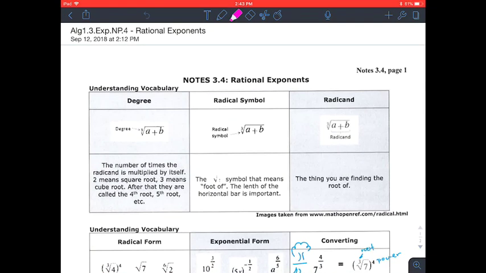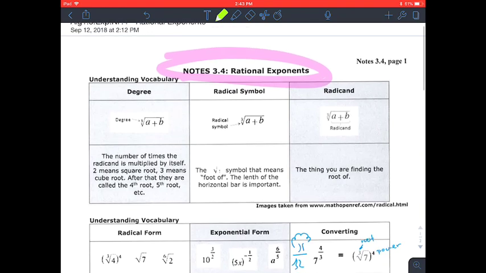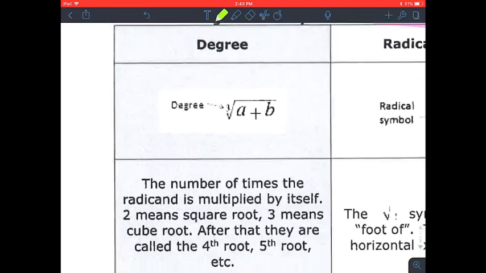All right, we are looking at notes 3-4 today, which is going to be rational exponents. Before we get into the whole meat of everything, we're going to review some vocabulary stuff. So the first one is degree.